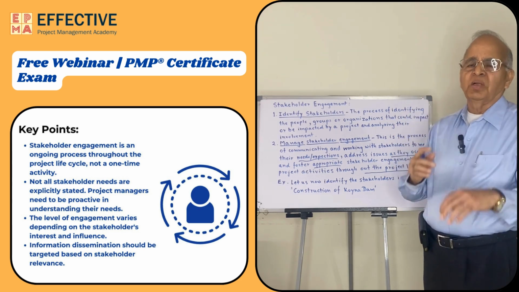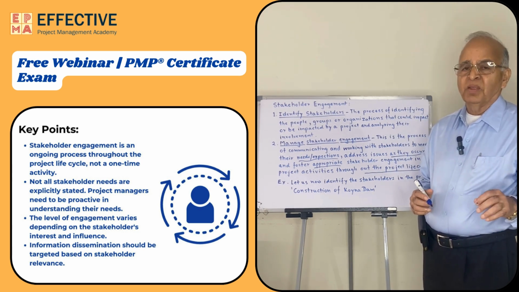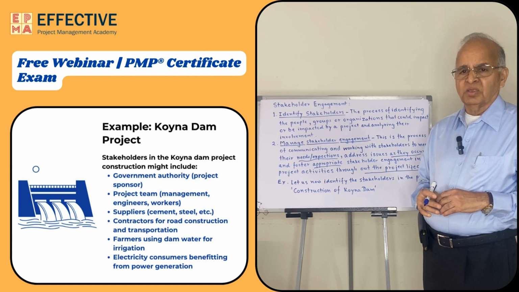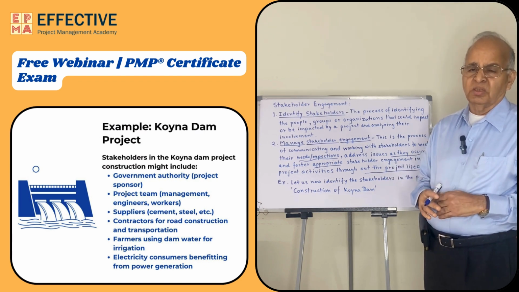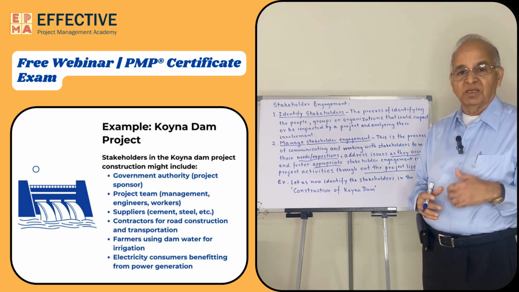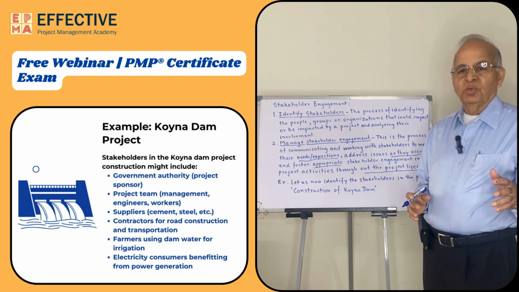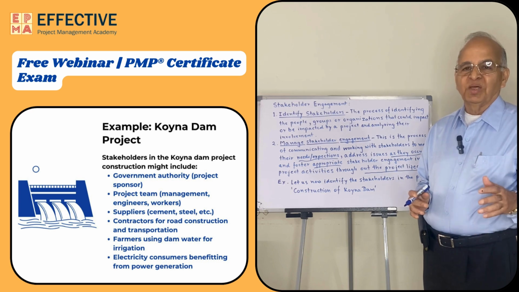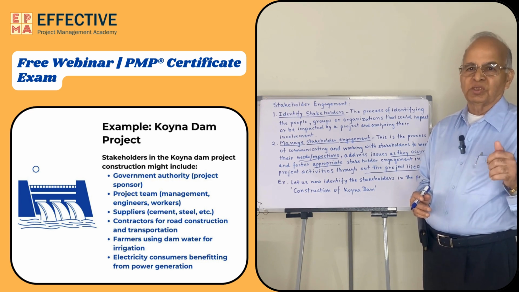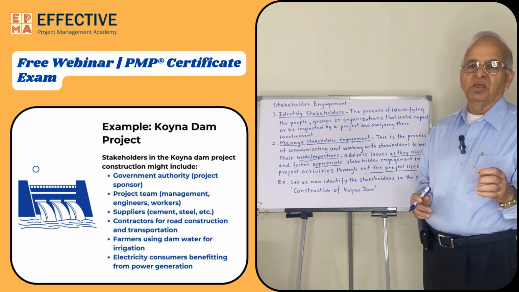Now let us take one example that will make clear how to identify stakeholders and how to engage them properly. Let us take the example of, say, the Koyna Dam, which is a big dam in Maharashtra, and say you are in the beginning of the construction. Now the designs are made, and you are identifying the stakeholders. So how many stakeholders can you identify right in the beginning? First of all, the government authority who is going to do the funding is the first stakeholder surely, and the person responsible for giving you funds is called the project sponsor.